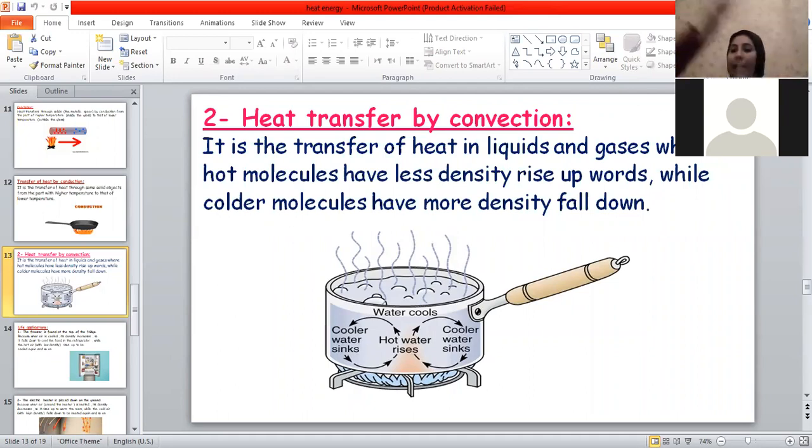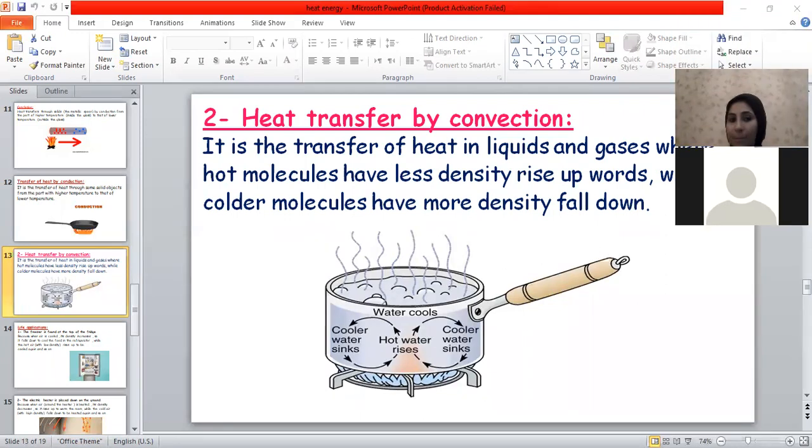And again, the cold water is heated, then its density becomes less, so it rises upwards. Then the cold water sinks. So the heat transfers by convection through liquids, in liquids and gases.